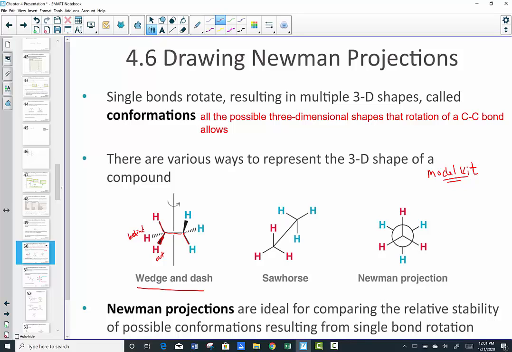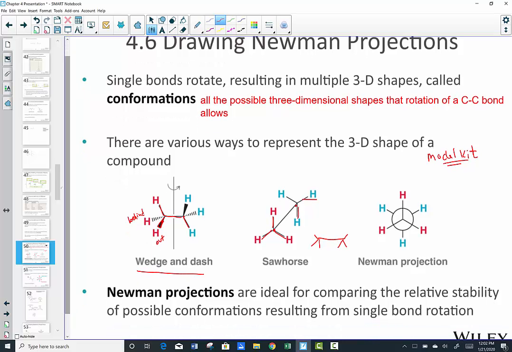A sawhorse will take the two carbons, and it's called a sawhorse simply because you see two legs coming down on each one of those carbons. You see a head and then the tail, so think of it like this, with that tail and head coming out like that. And then a Newman projection, and these are perhaps brand new for you. Newman projections are ideal for comparing relative stability of possible conformations resulting from single bond rotation.